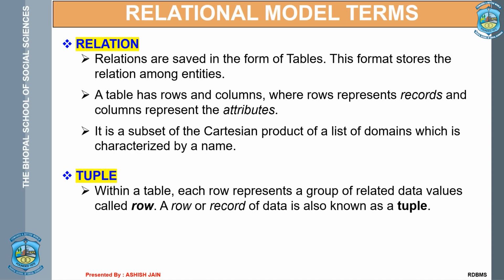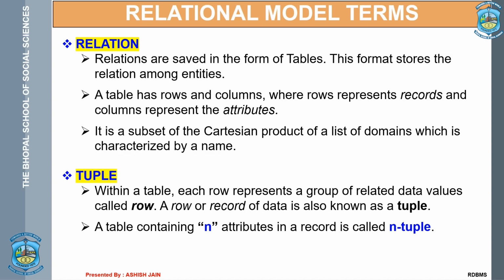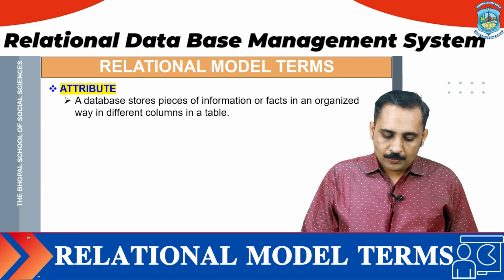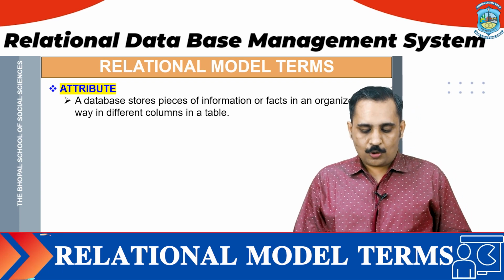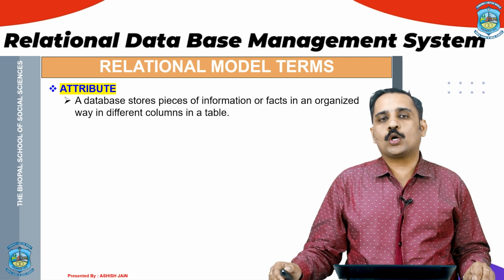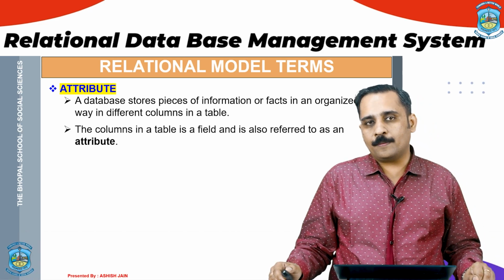So if we have data, say S101, which is a student ID, name is say XYZ, and certain class and other values, one full row of data is known as a record or a tuple. A table containing n attributes in a record is called n-tuple, where attributes are the number of properties by which we represent the data of the different entities. What is an attribute? An attribute is the pieces of information or facts which are represented in an organized way in columns and tables. So we call a column an attribute.